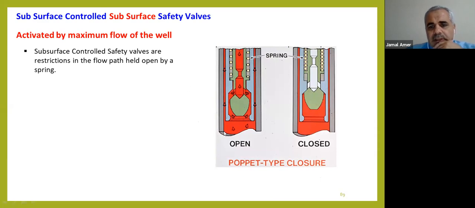So this is here a poppet type closure. This type here is open, while when it's closed it becomes like that, no flow. So this is the spring, now open, closed here. This is pushing, and we see the spring here. We see the spaces between the spring here. It's open. This is closed.